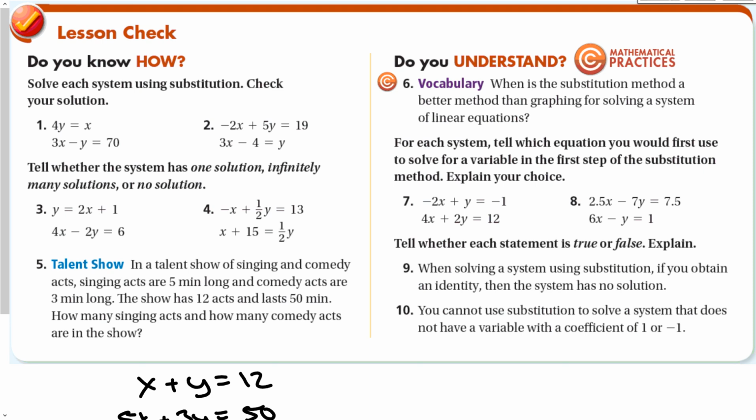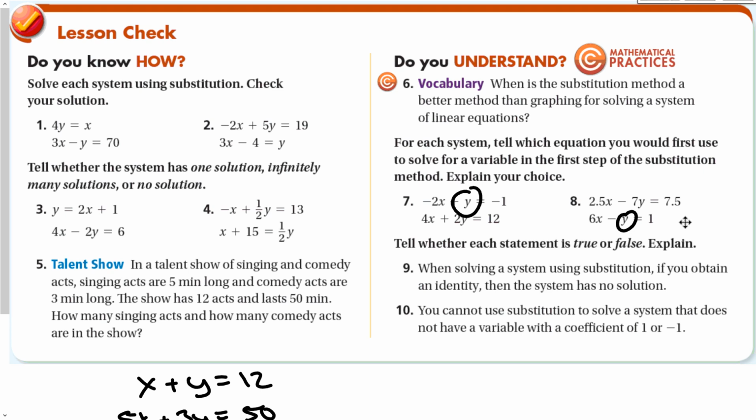For each system, tell which equation you would use to solve for a variable in the first step of the substitution method. Y is by itself there. Y is by itself there. Okay? Those are where I would start. I would isolate that variable, the variable that's by itself. And then finally, tell whether each statement is true or false.